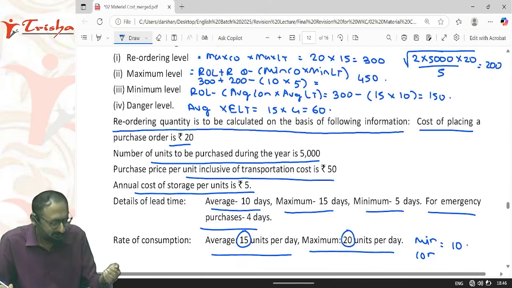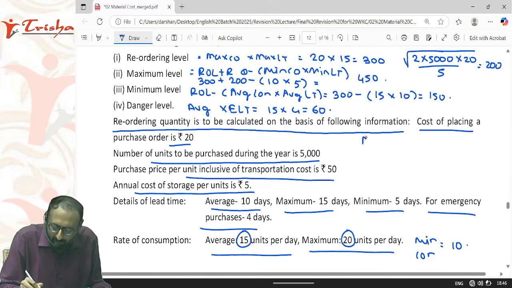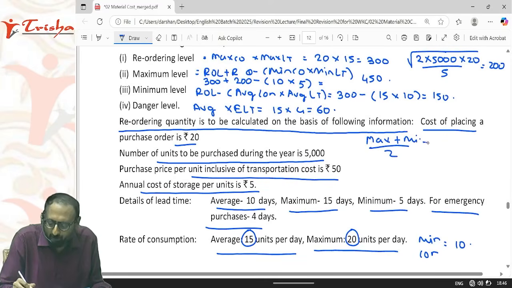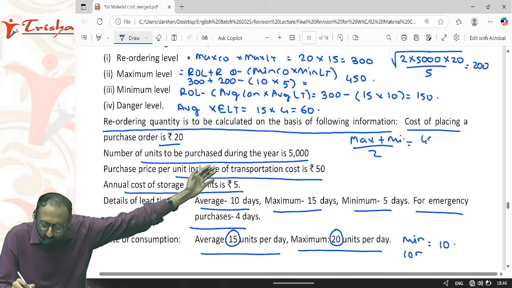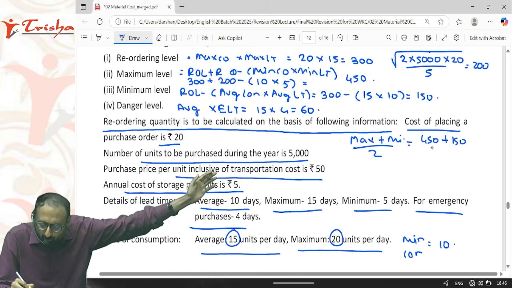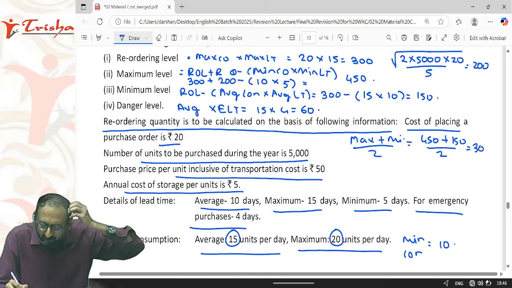Not asked. I am asking this. Sirji, maximum level plus minimum level divided by 2. Correct, sir? How much is your maximum level? Sir, maximum level 450, Prabhu. Minimum level 150, Prabhu. Divided by 2. Is it 300 is your average level?